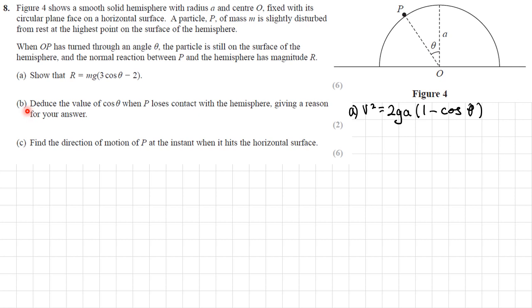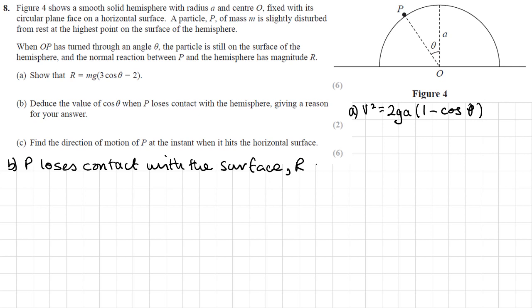Part B. Deduce the value of cos theta when P loses contact with the hemisphere, giving a reason for your answer. Well, I'm going to give the reason first, and the reason is going to be that when P loses contact with the surface, the normal reaction R is going to be equal to 0 because it's not touching it anymore.